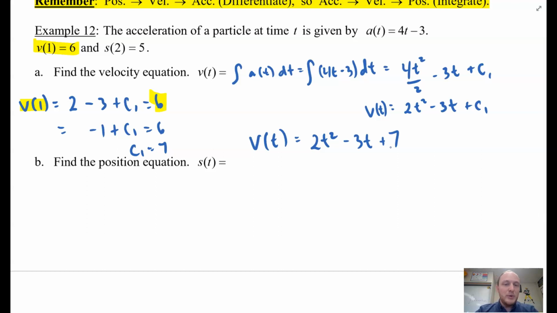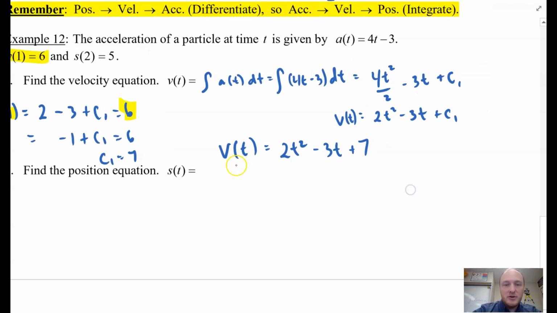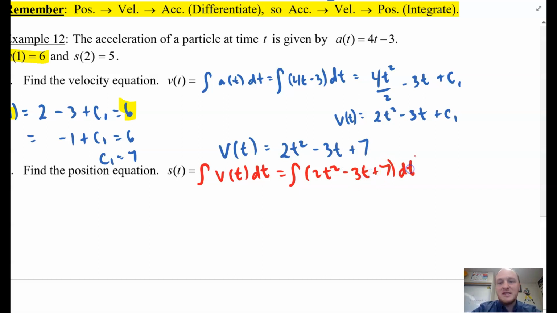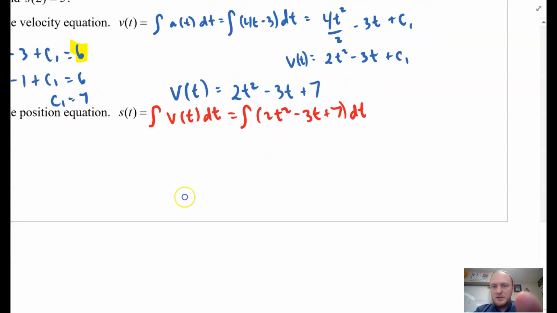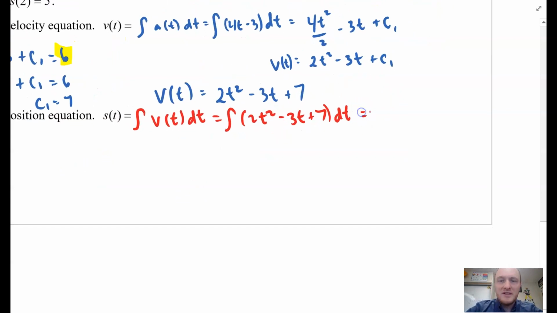Okay, so part B, I have velocity. Now they want position. So, okay, well, how do I get position? Well, I take the velocity and I have to integrate. I'm going to integrate v of t with respect to t. So that is the integral of 2t squared minus 3t plus 7 dt, and this one's going to get pretty gnarly, not going to lie.